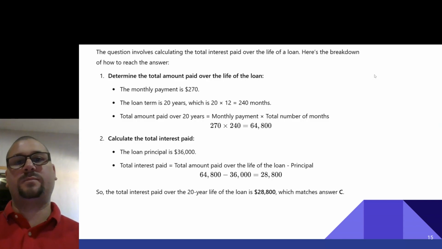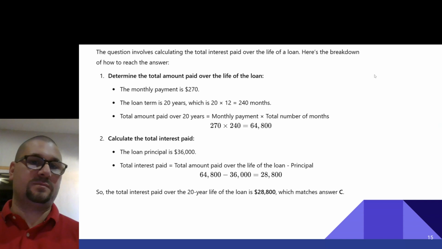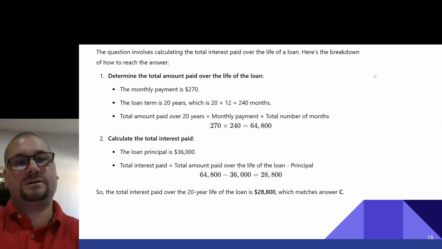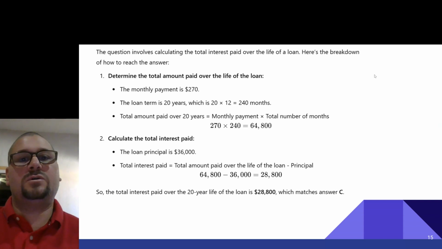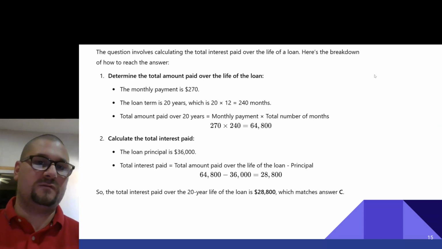So determine the total amount paid over the life of the loan. Monthly payment is $270. The loan term is 20 years. So you take 20 times 12. Why do you do that? Because you're getting years.